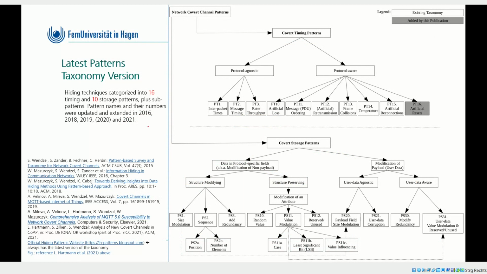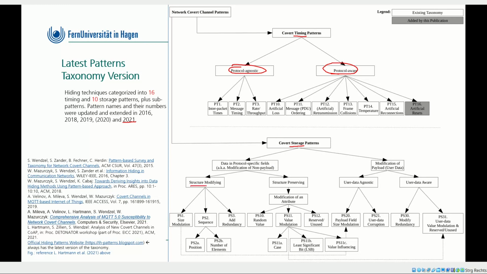The latest version, as of 2029 summer, is this one. It comprises 16 timing patterns and 10 storage patterns. As you can see, the timing patterns were further divided into those that are protocol aware, so they need to exploit some semantics of the network communication protocol. They must be aware of the protocol's meaning, while other patterns are protocol agnostic.